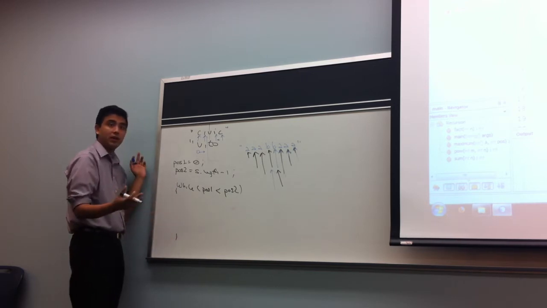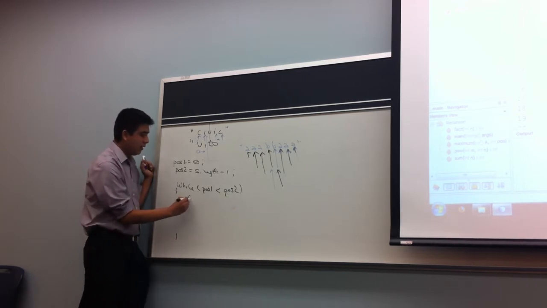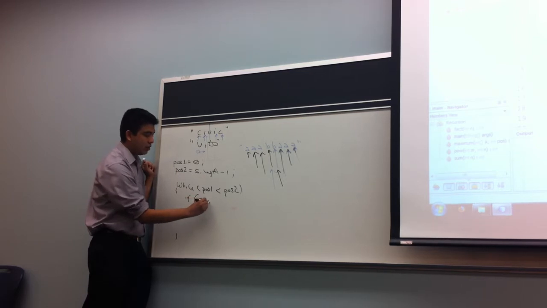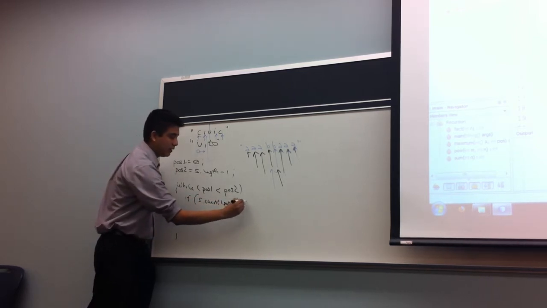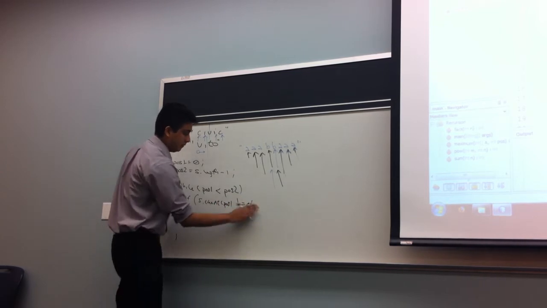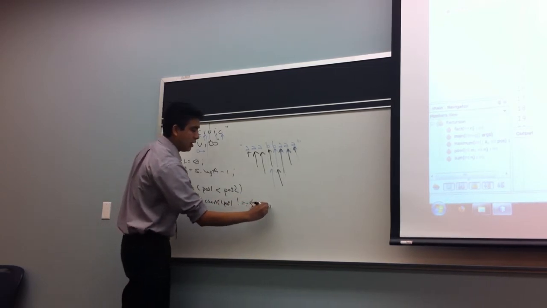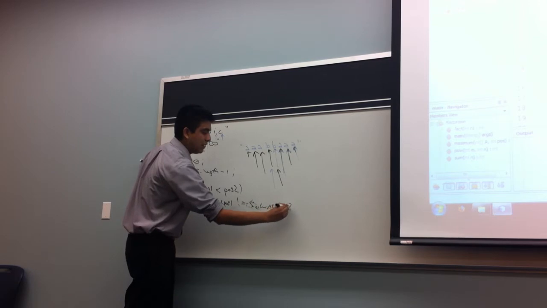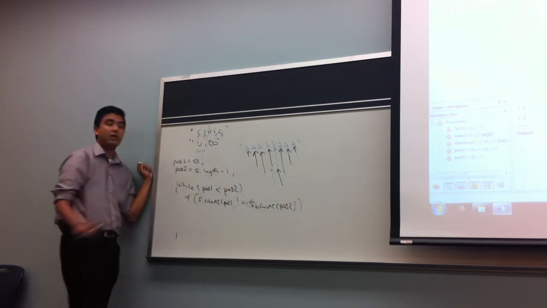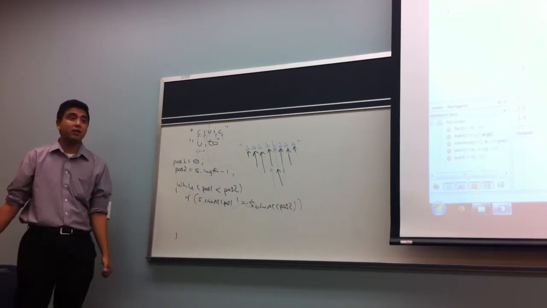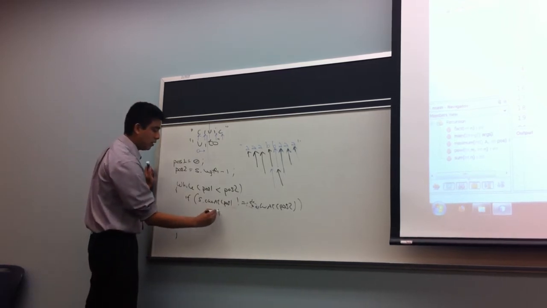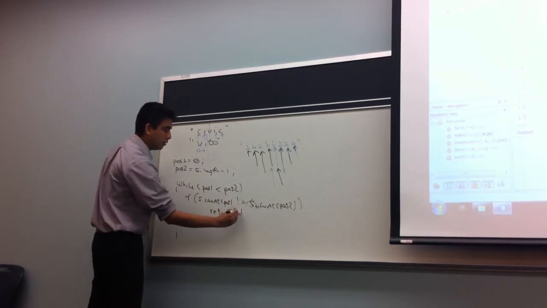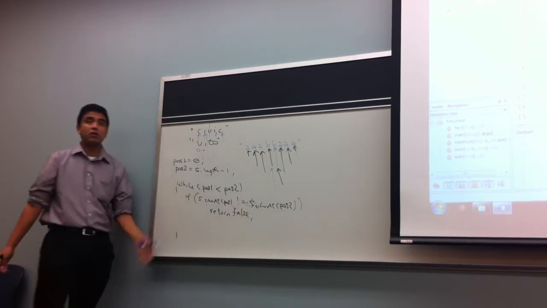All you do is just compare, right? Start comparing. Say if S char at post 1 is different from S char at post 2, what happens? Then it's not a palindrome anymore, right? So you say return false. Correct? You don't need to check anything else.